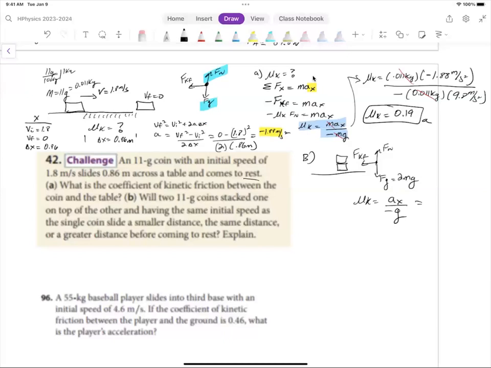which was negative 1.88 over negative 9.8 meters per second squared. And I don't care how many coins you have, as force normal goes up, the mass cancels. So the answer is the same.